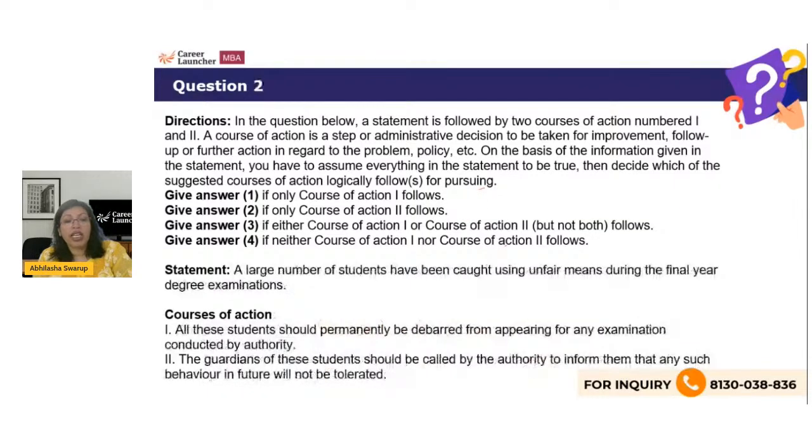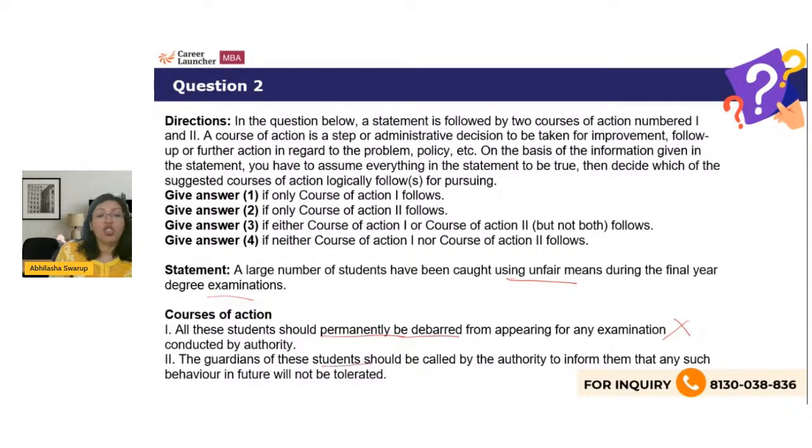Okay, let's look at the second question. I'm hoping that you will help me answer this question. So, a large number of students have been caught using unfair means, so they've been cheating during the final year degree exams. Now, what should you do in this case if the students in the final year have been cheating? All students should permanently be debarred from appearing for any examination conducted by authority. Well, you cannot permanently debar any student. You can debar a student for 3 years from appearing for any examination. Therefore, one would be invalid.